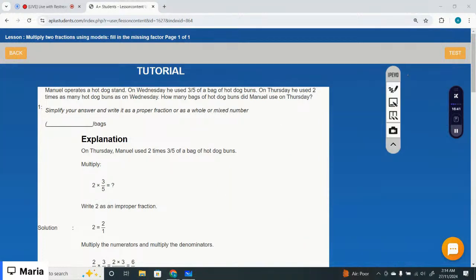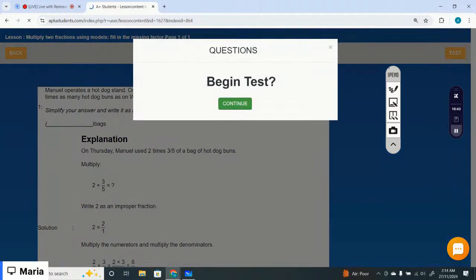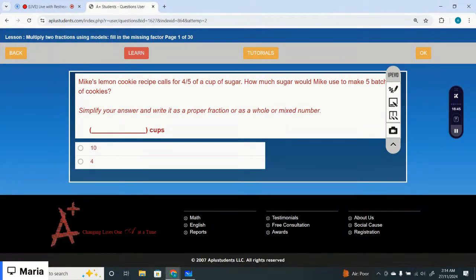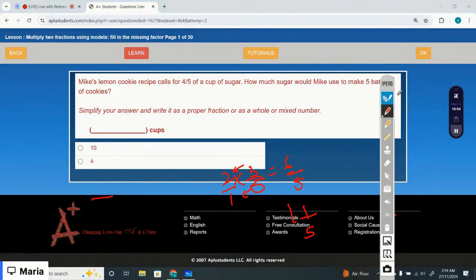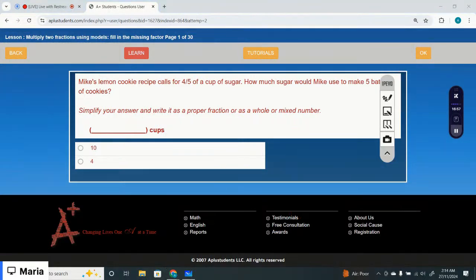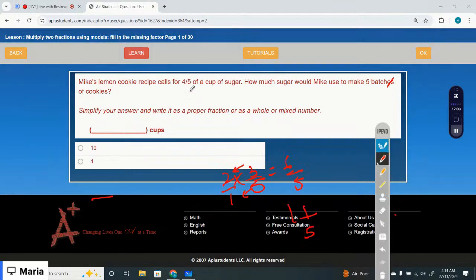Let's just start with the test questions. Mike's lemon cookie recipe calls for 4/5 of a cup of sugar. How much sugar would Mike use to make 5 batches of cookies? So that means you have to make 4/5 cup of sugar. So you have to make 5 batches. So you have to do 5 times 4 over 5. So which is the correct option?